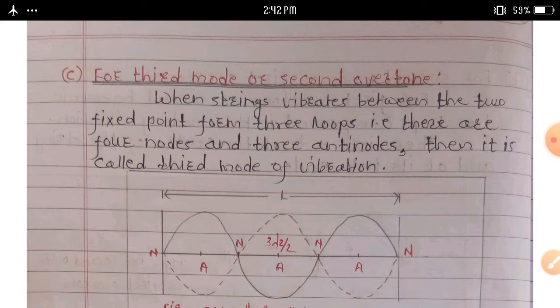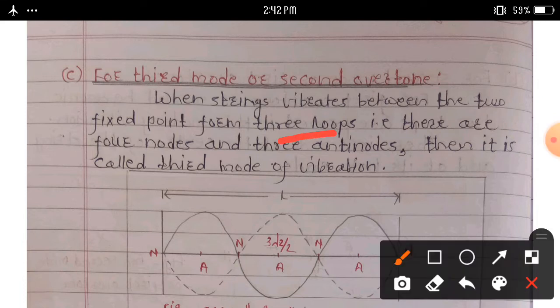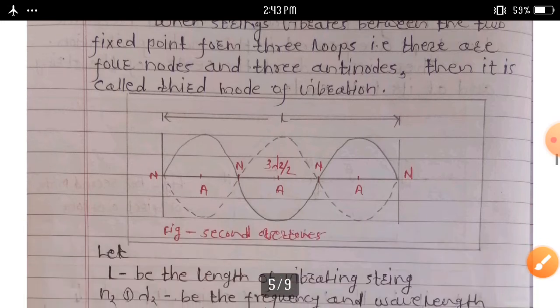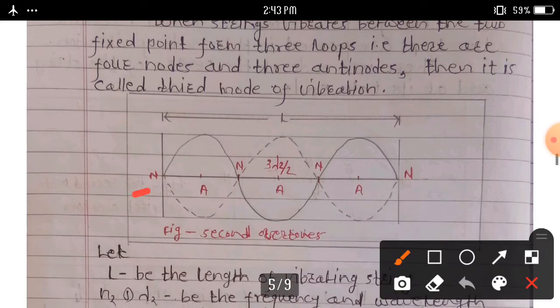Third mode we can consider here. The third mode of vibration we consider as the second overtone. When the string vibrates between the two fixed points forming three loops, there are four nodes and three antinodes, and it is called the third mode of vibration. See this diagram. Here consider four nodes: first, second, third and fourth, and three antinodes.